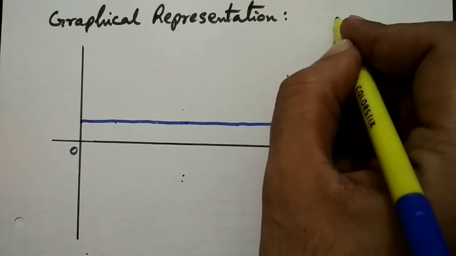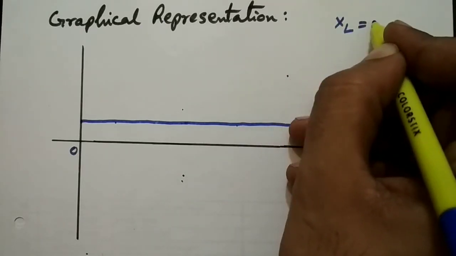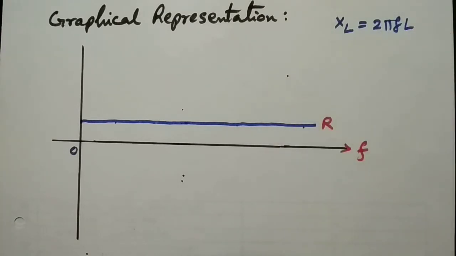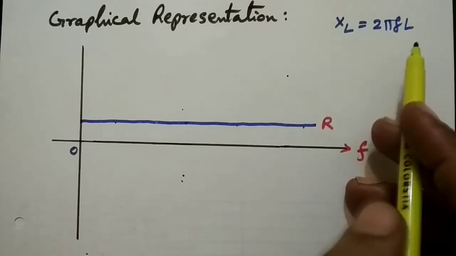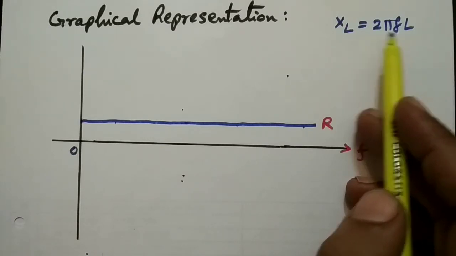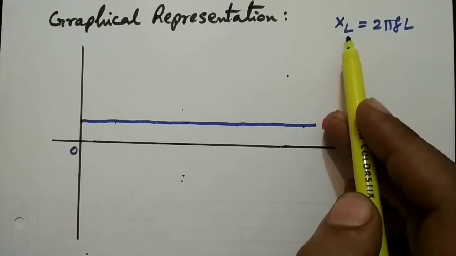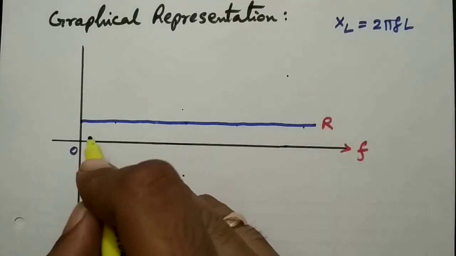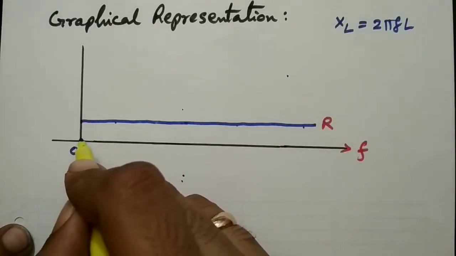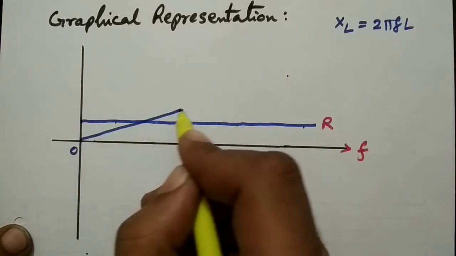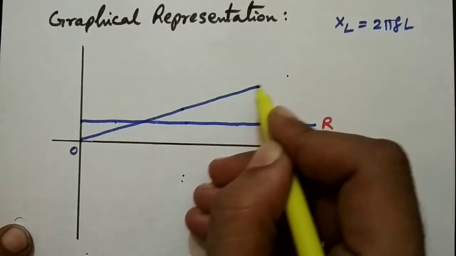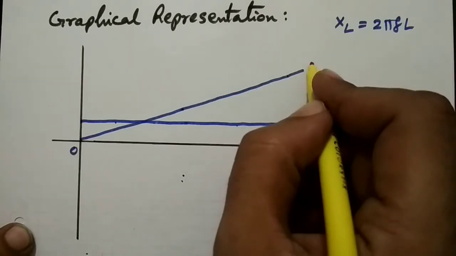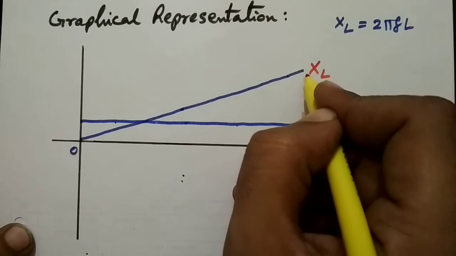Next is the inductive reactance XL, that is 2 pi FL. So from this relation we can see that as the frequency increases, the XL, that is the inductive reactance, will also increase. Therefore, the characteristic of the XL will be a straight line passing through the origin. So this is the characteristic of the inductive reactance.